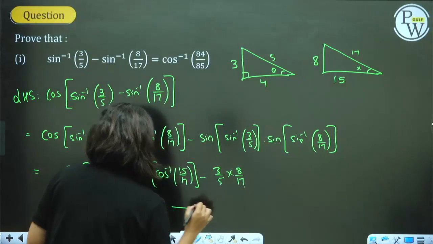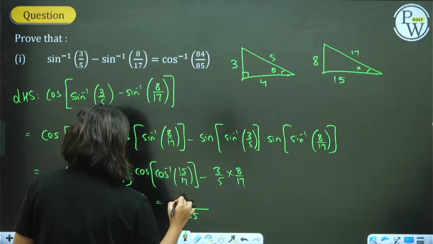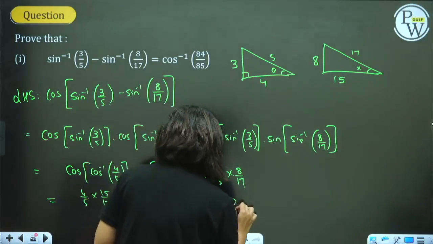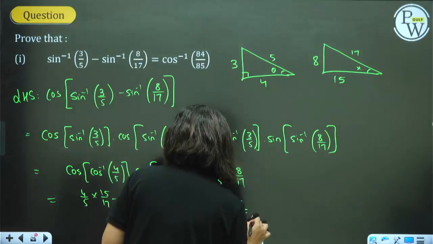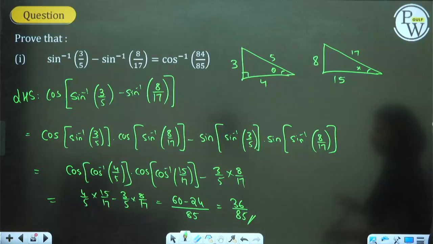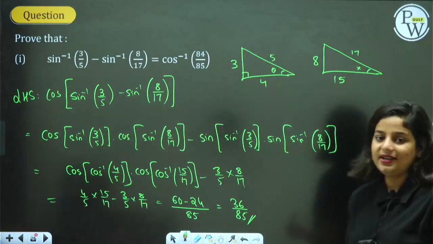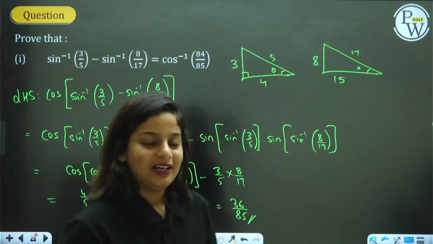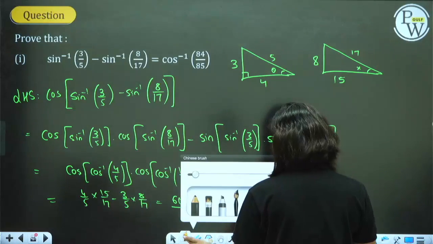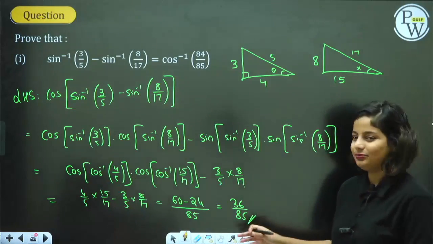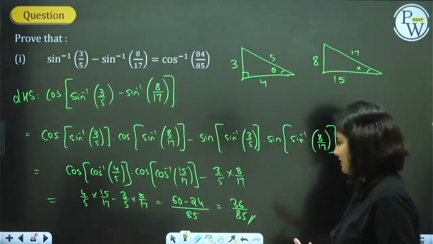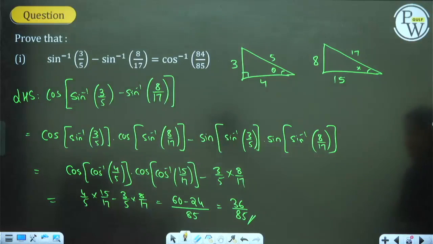85 is the denominator. 15 fours will be your 60 and 3 eights are 24. And how much is that? 36 upon 85. If there is any mistake here and there, please understand this is not a retake session, it's a one take session and mistakes are bound to happen a little bit here and there. If you are sure about it, correct it. Some calculation mistakes. 60 minus 24, 36. It's correct. Just check.